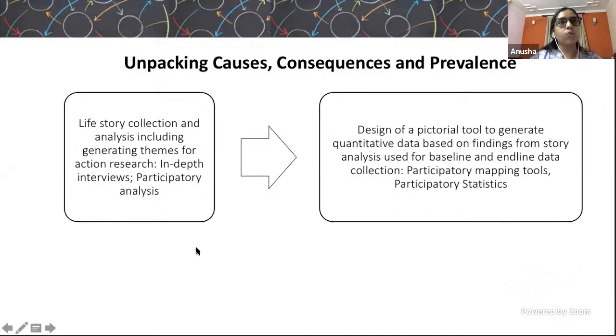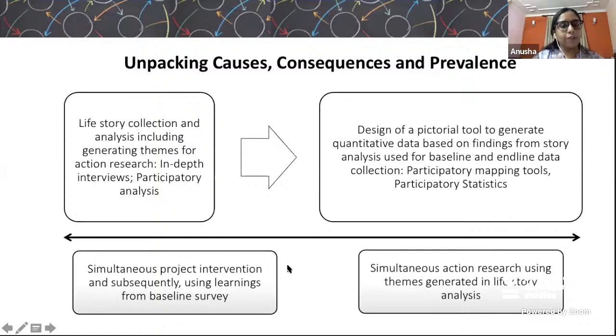Then we went on to collecting more than 350 case stories, life stories of those people who are experiencing different types of forced labor, and analyzing these life stories, and through it determining what questions could be part of our participatory statistics tool that we were developing, as well as what certain themes the frontline organizations and the communities in these areas could do participatory action research in.